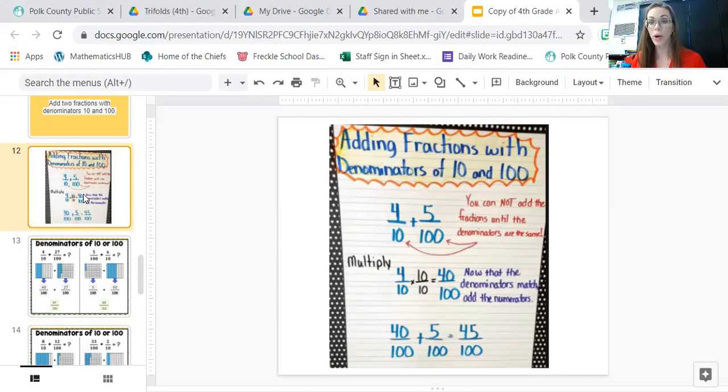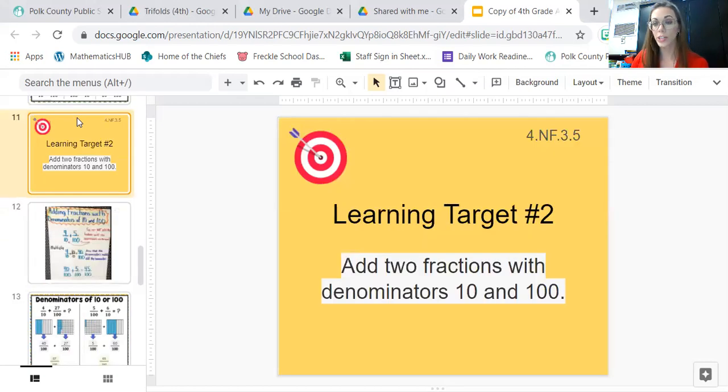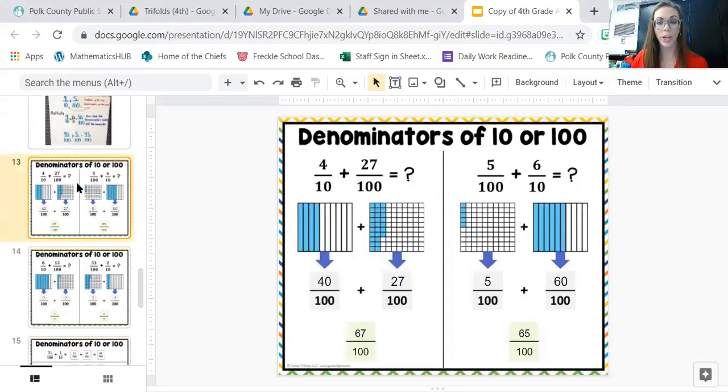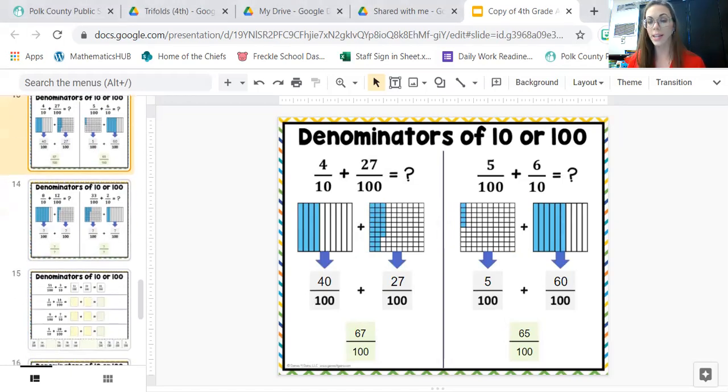You can also rewatch this video if you get stuck, but right now you're free to go ahead to your Google Slides. We're on Learning Target 2, so you can start working on slide 13. Work on as many as you can get done today, okay?